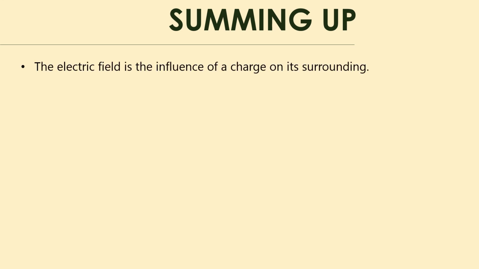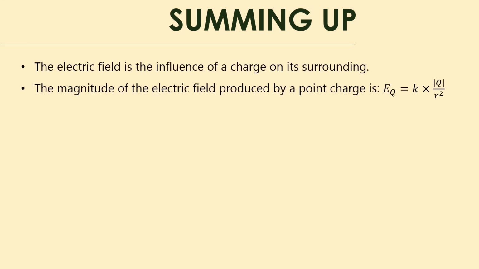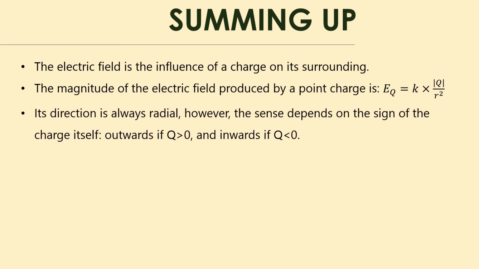So, summing things up, first we need to know the definition of the electric field. We need to know how to calculate the electric field of a point charge and to give other characteristics, such as the direction is always radial. As for the sense, it depends on the charge itself. Positive, then it is going outwards. Negative, then it is going inwards.